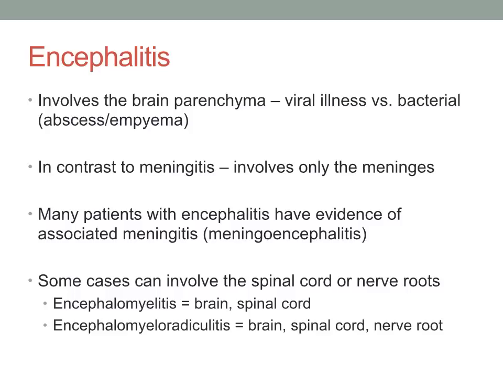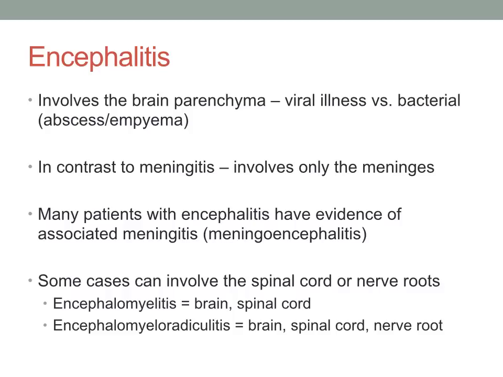Encephalitis involves the brain parenchyma itself. This could be viral illness or bacterial. Remember, encephalitis is just a generic term for inflammation of the brain parenchyma. In contrast to meningitis, which only involves the meninges, this involves the brain tissue itself. Now, you can have a combined illness of meningitis and encephalitis at the same time, so you have a meningoencephalitis.